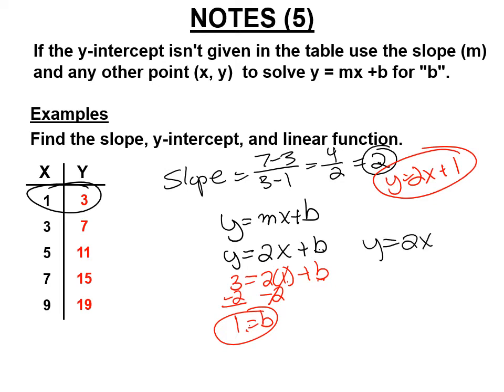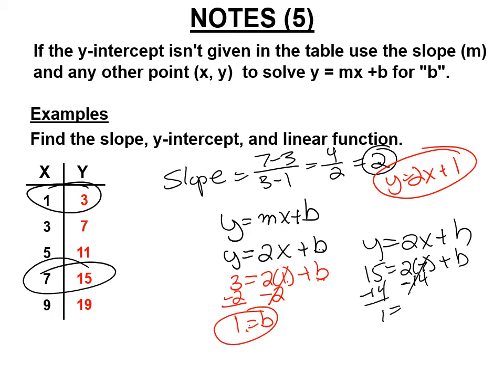Once you learn the slope is 2, I could put this one in, right? When y is 15 and x is 7, that's 14. Subtract 14 from both sides. B is 1, right? And now we have the equation that made all those combinations. All right, so we're going to practice that a bunch.